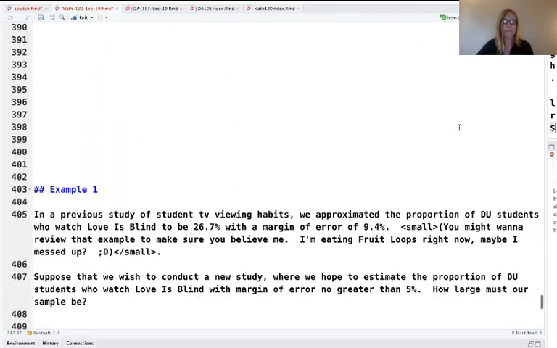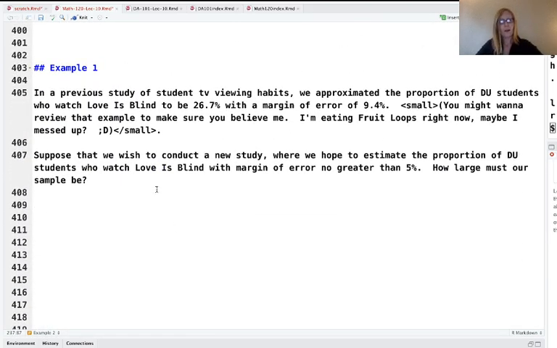Suppose that we wish to conduct a new study where we hope to estimate the proportion of Denison students who watch the show Love is Blind with a margin of error no greater than 5%. Let me add in here, use the same 90% confidence, because we need a confidence level. In that case, how big does our sample have to be?